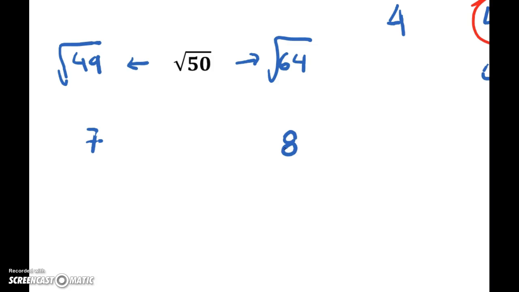Now, 50 is not really right in the middle of 49 and 64. It's closer to 49 over here. So my estimate here is that the square root of 50 is going to be between 7 and 8, but is it going to be right in the middle or closer to 8 or closer to 7? Well, again, because 50 is closer to 49, my answer for the square root of 50 is probably going to be closer to 7 here. So I'm going to say something really close to 7, maybe 7.1.